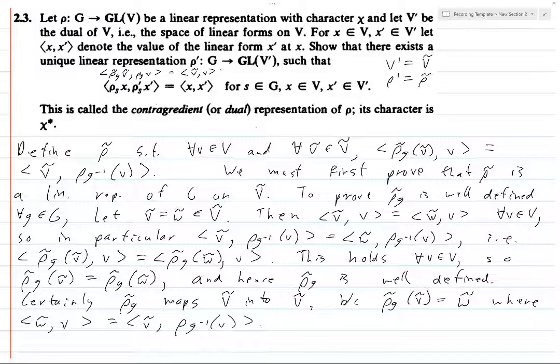As for linearity, so we need rho tilde g to be linear. We have, for all ṽ in V tilde, v, I'm not going to use all the upside down A's for all these.